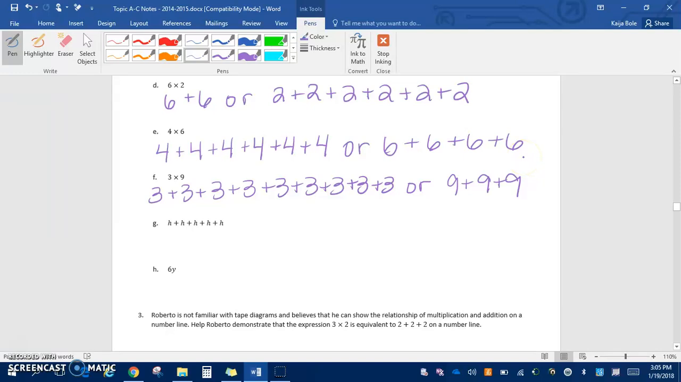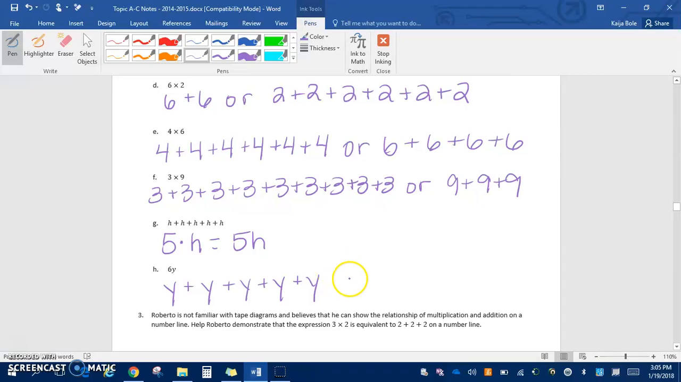Right here we've got some h's added up. So if we're going to rewrite it as multiplication, we're trying to figure out how many times we have h here. So 1, 2, 3, 4, 5. So this would be 5 times h. But remember, when we have a variable, we just attach it to the number, which would just be 5h. And the last one, we have 6 y's. So we're just going to add up y 6 times. So 1, 2, 3, 4, 5 then.